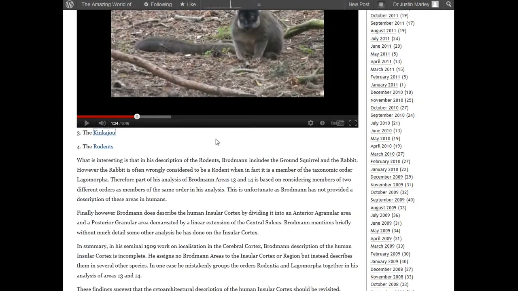Brodmann missed out the human insular cortex and instead went over to 4 other species, and in one of these he has made a mistake based on the taxonomic analysis. So really I think the analysis of Brodmann areas 13 and 14 is slightly dubious.